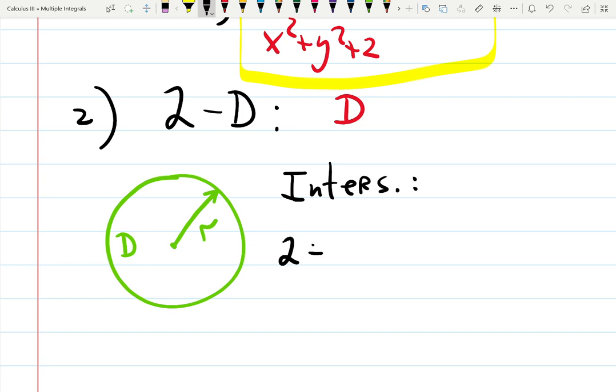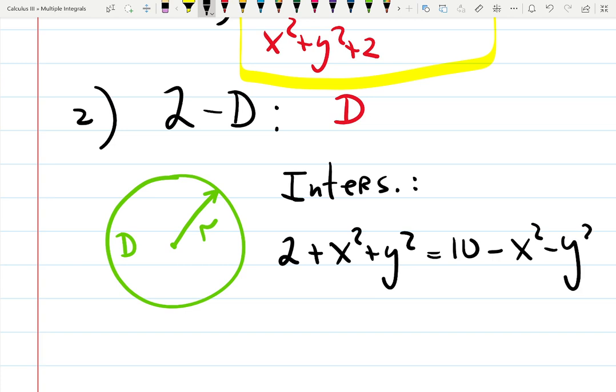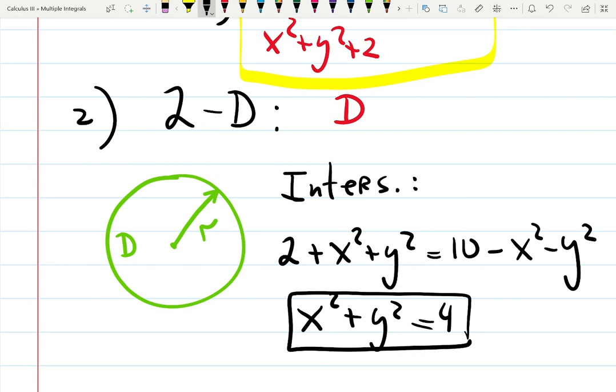So now 2 plus x squared plus y squared equals 10 minus x squared minus y squared. If you simplify, it will be 2x squared plus 2y squared equals 10 minus 2, which is 8. Divide by 2 gives you x squared plus y squared equals 4. Indeed, you saw it visually, it was a circle, and the equations supported this idea. It is a circle centered at 0 with radius 2. So the radius is 2.